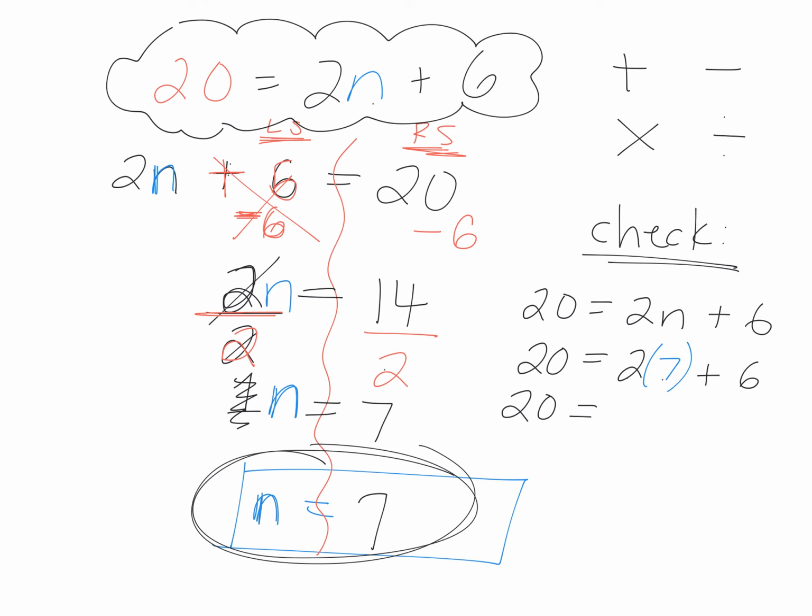What's 2 times 7? 14. And what's 14 plus 6? 20. Is 20 equal to 20? Is the left side equal to the right side? Yes. So this has to be correct. You checked your own answer. So there we go.